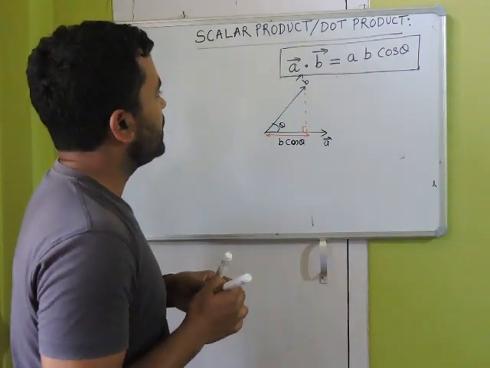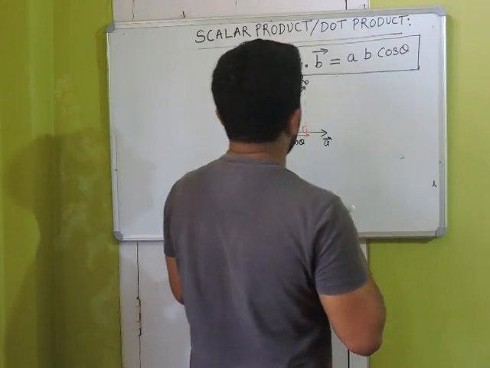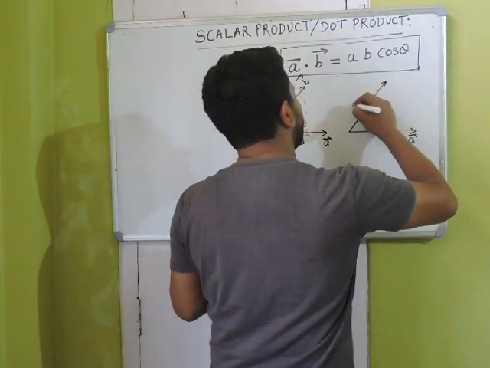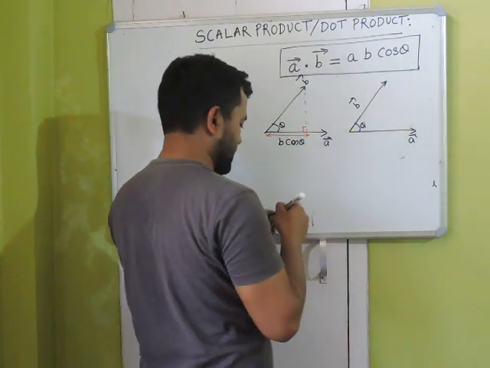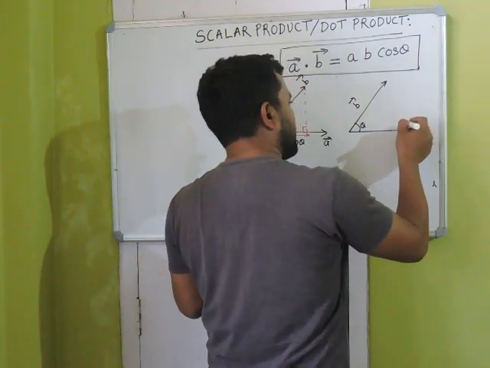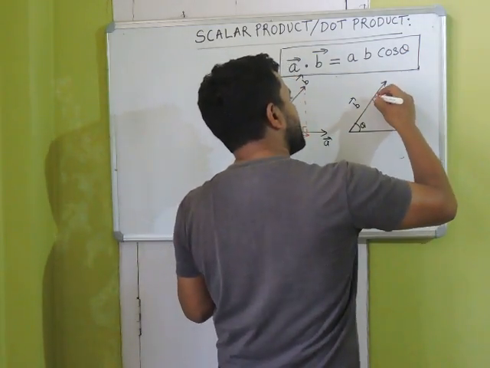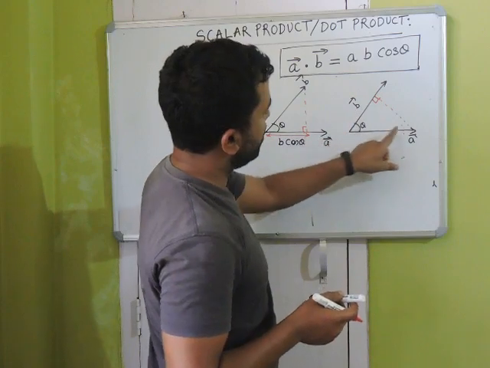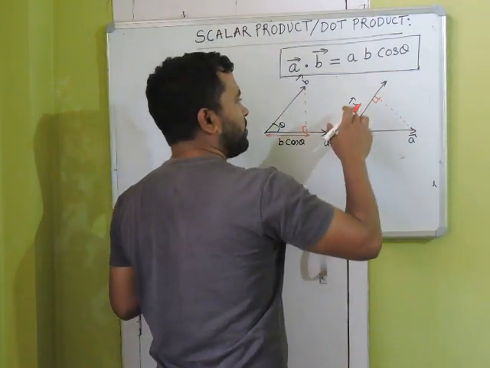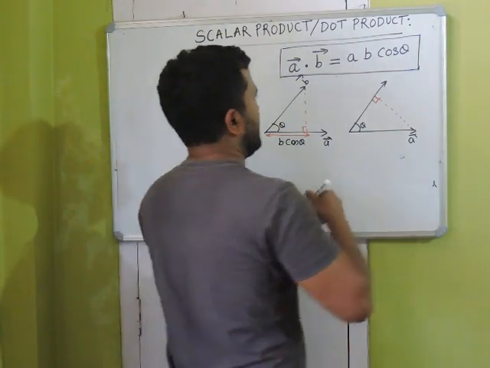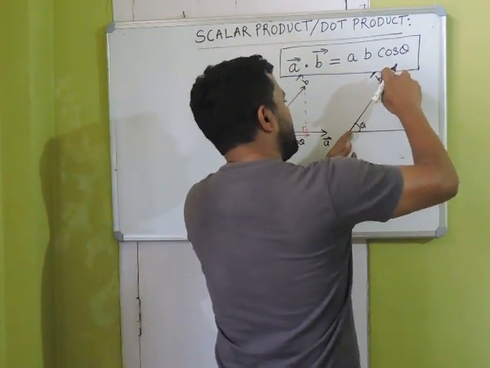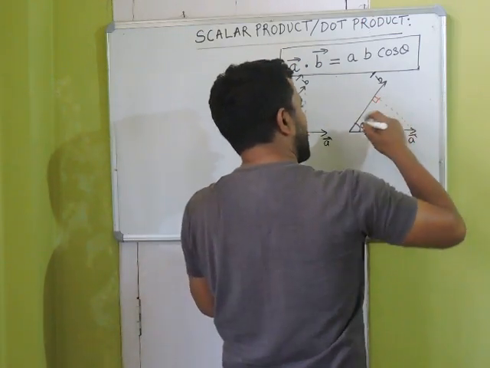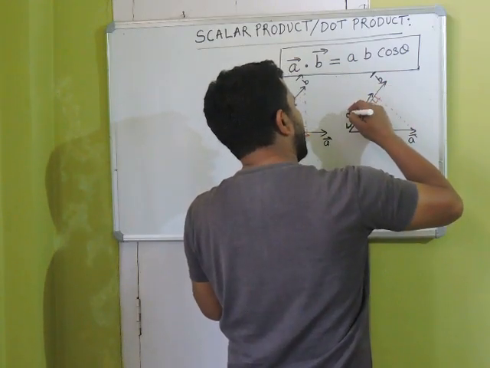Now let me do it one more way. If I have this vector A and this is my vector B, and let us say this angle is theta, I am now dropping a perpendicular from A. Again, if you use cos theta here, you will find this whole vector is B, and using the triangle you will find that this part is A cos theta.